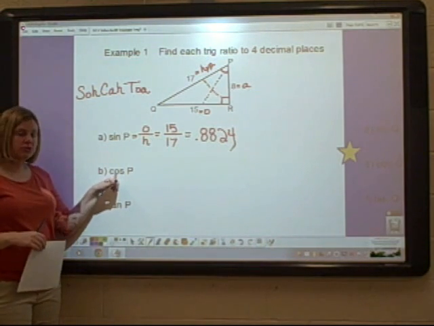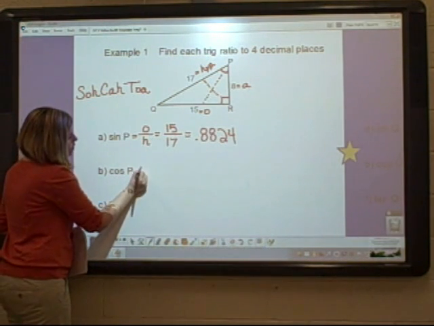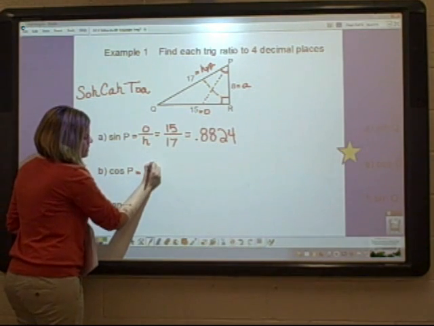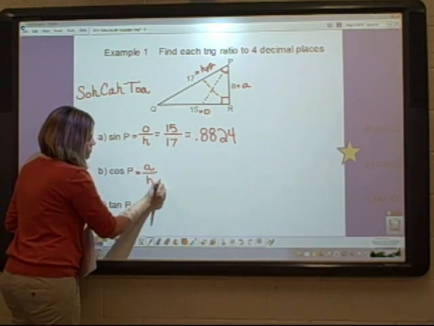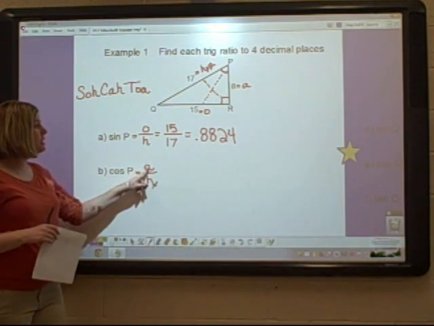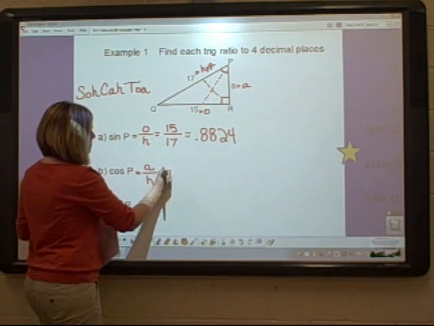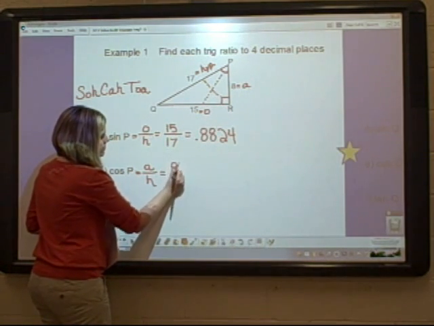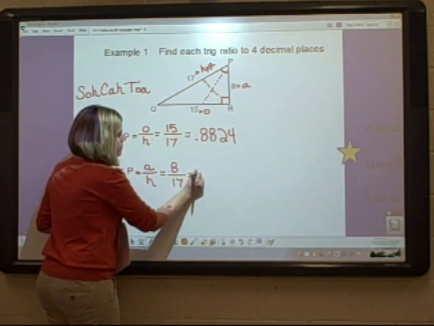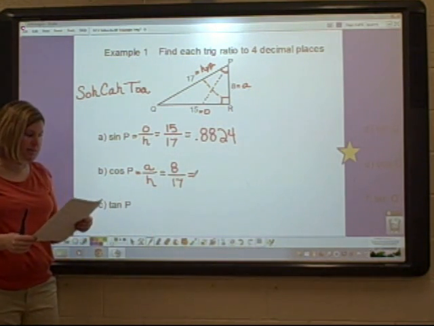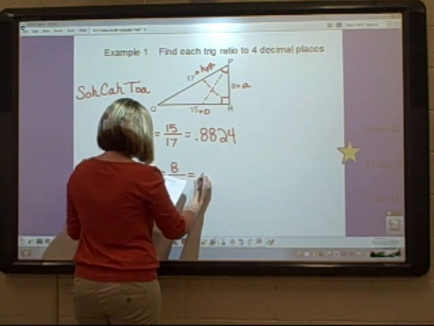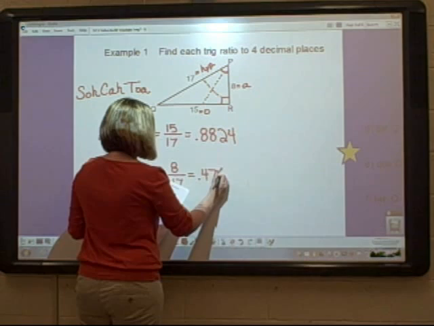Now we're going to move to cosine. Cosine is A over H, adjacent over hypotenuse. And we're still talking about the same angle. So the adjacent side is 8, and the hypotenuse is still 17. So I'm going to take 8 divided by 17, and I end up with 0.4706.